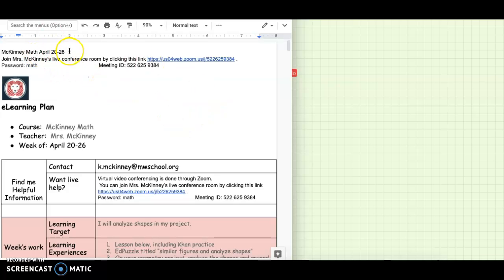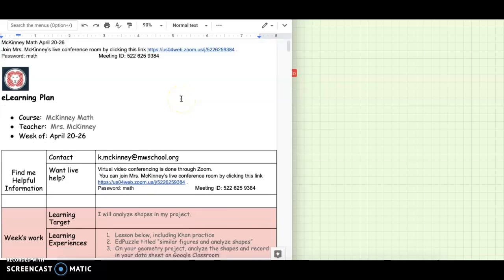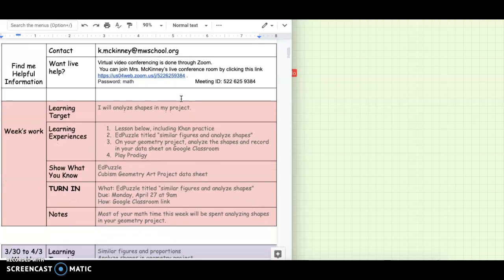So this is for the week of April 20th through the 26th, and we're going to be talking about similar figures and analyzing the shapes in your project. For this week, you're going to do the lesson below, including the Khan Academy practice. You're going to do an Edpuzzle titled Similar Figures and Analyze Shapes. Then on your geometry project, you're going to analyze the shapes and record in your data sheet on Google Classroom. Then at the end, if you have time, you're going to play Prodigy.